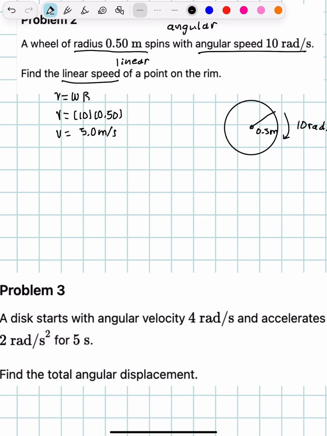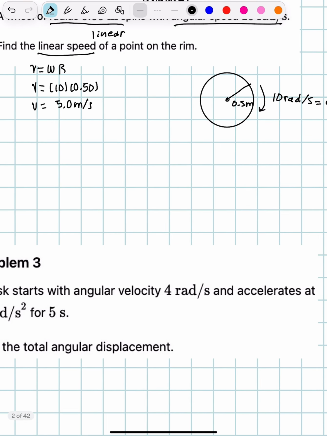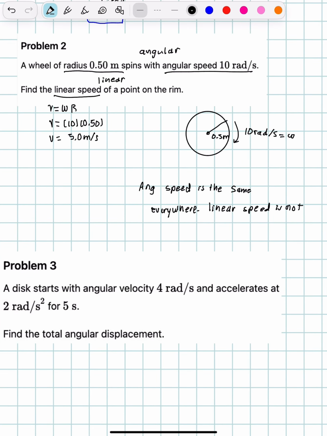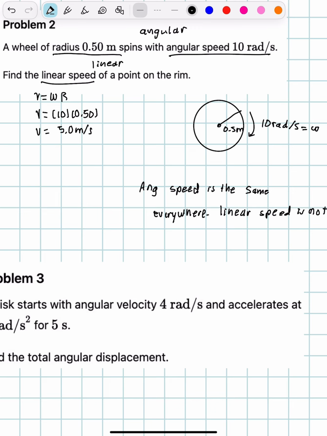And what you need to know is that the angular speed is the same everywhere, but the linear speed is not. And you know why? Because at different lengths, at different radii, you're going to be traveling at a different linear speed.